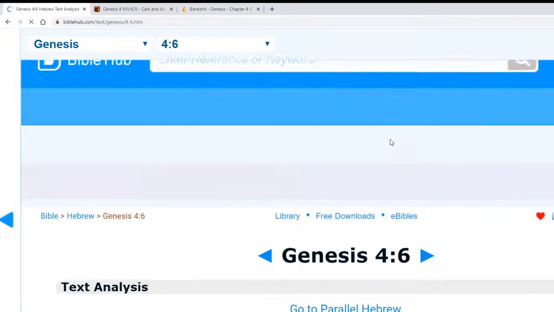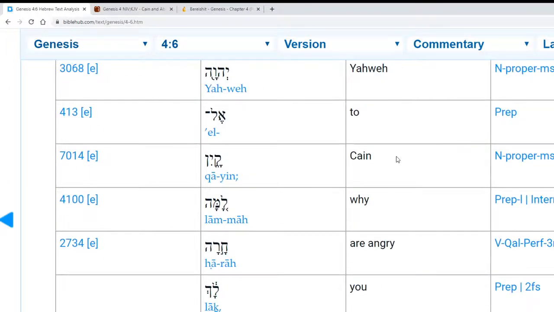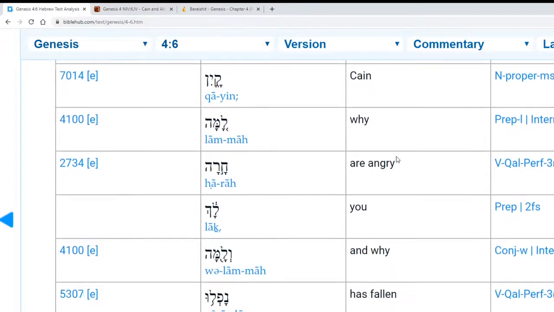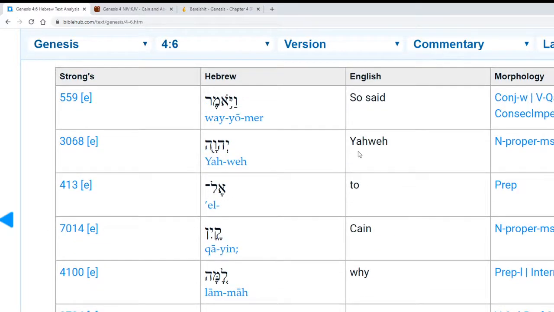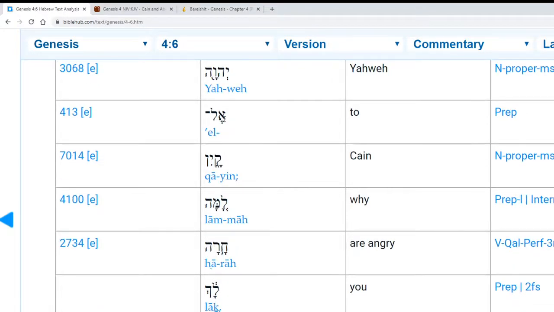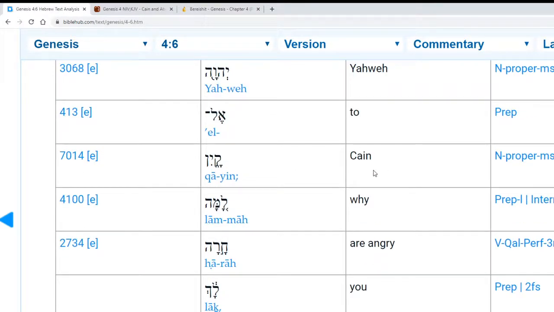4:6. Okay. Vayomer Havaya el Cain, Lama hara lach velama naflu panecha. Okay. Conjunctive vav, yud, amar, we've had many times. Havaya, the Tetragrammaton. El, preposition with the aleph. Qayin, the proper name of Cain.